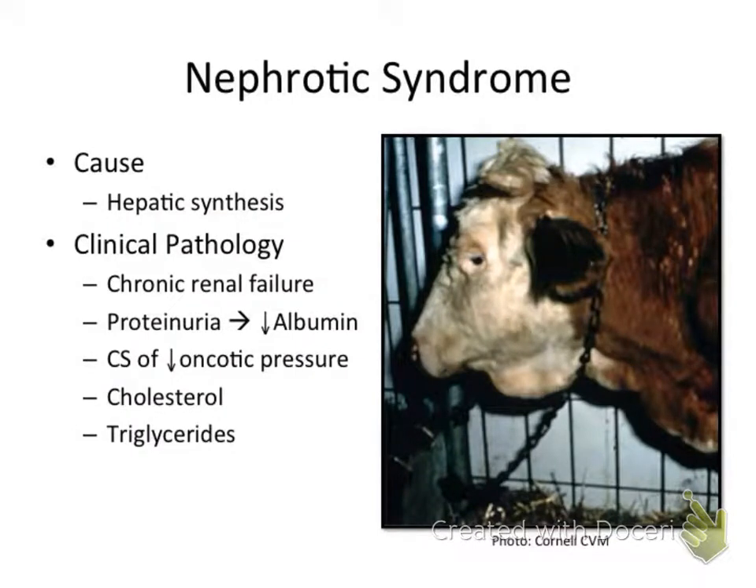Nephrotic syndrome is a severe form of chronic renal failure with significant protein loss. Pathologic renal protein loss causes marked hypoalbuminemia, decreased oncotic pressure, and clinical signs of edema or ascites. In an attempt to increase albumin production, the liver enters a hypermetabolic state, and in this hypermetabolic state, it increases production of other substances in addition to albumin, and this includes increased production of cholesterol and triglycerides.